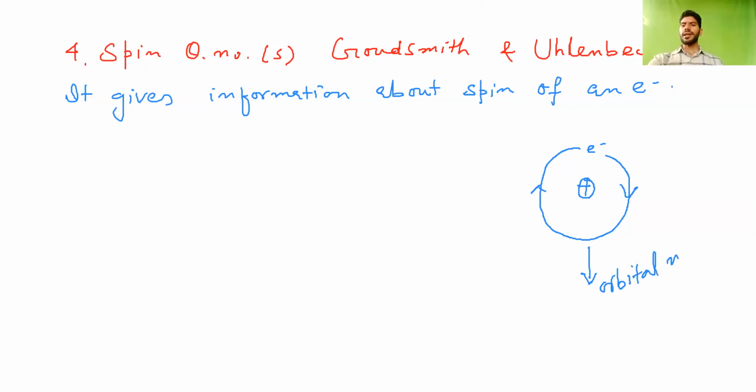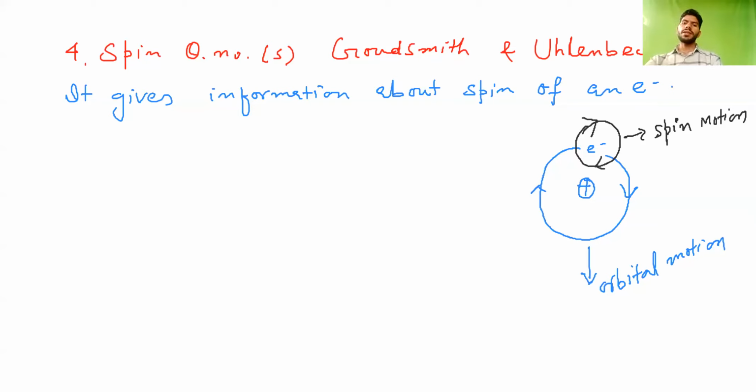But along with that, the electron not only revolves in the orbital, it also rotates on its own axis. So that is actually known as spin motion. So you have to remember that this electron not only rotates in this orbital, but it also spins. When it rotates on its own axis, it is known as spin motion. So spin motion is shown by the electron.